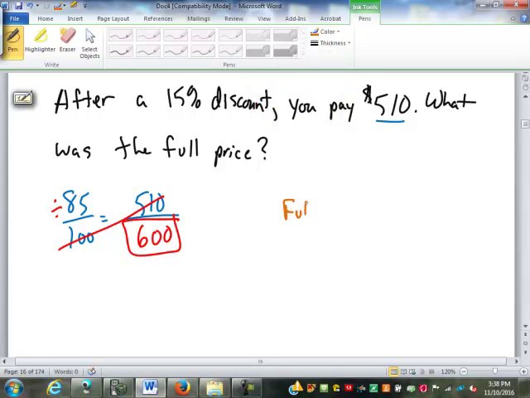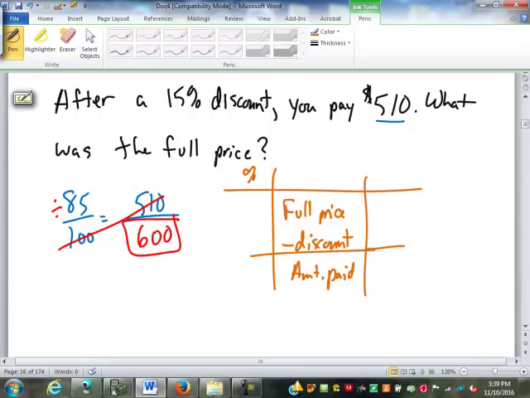We would add full price minus the discount. Again, the words don't matter as long as you know what they mean. Equals the amount paid. And we just put in the numbers. The amount paid was $510. Discount was 15. Since this is a discount, we're subtracting. So it's 100 minus 15 is 85.